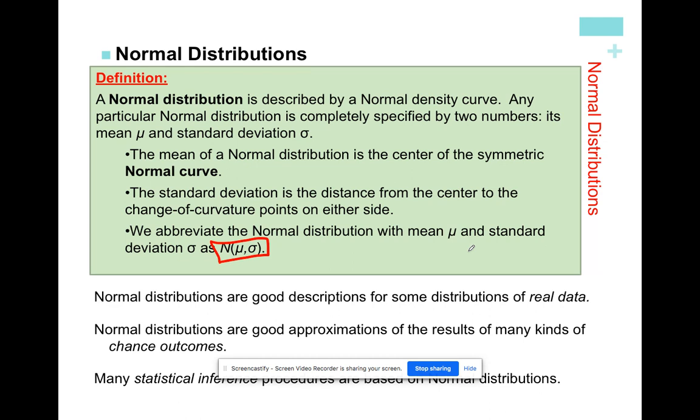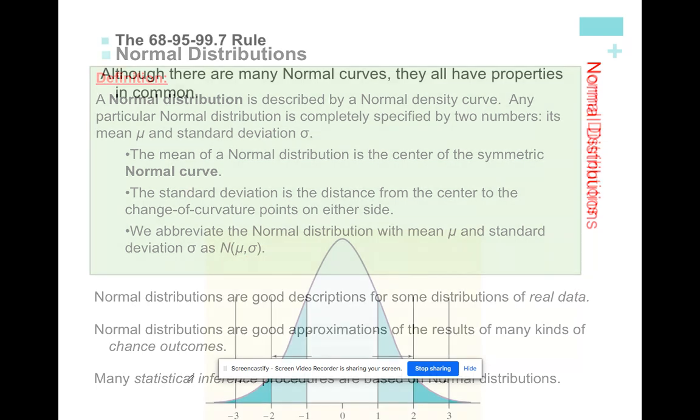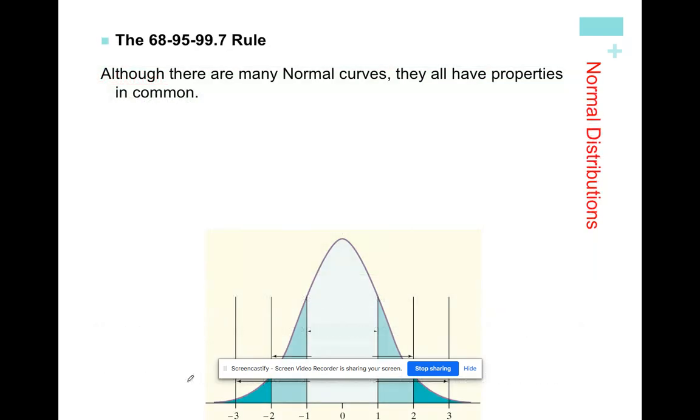So why do we need these normal distributions? A lot of times real data follows this bell-shaped trend, and then we can use it to answer questions about the population, which is really what we do in our inference procedures in the second half of this course. And then also when we talk about chance outcomes, a lot of chance outcomes are going to be well modeled by normal distributions. So here we have what we call the 68, 95, 99.7 rule. This is also known as the empirical rule.